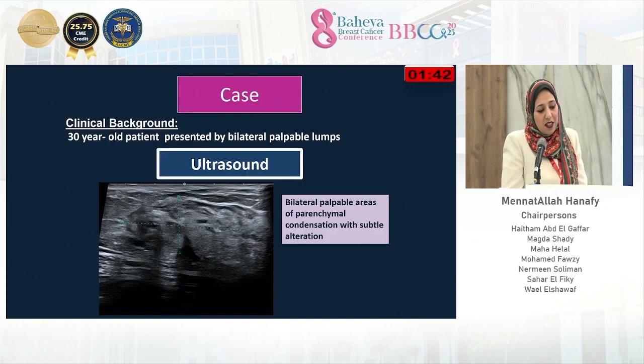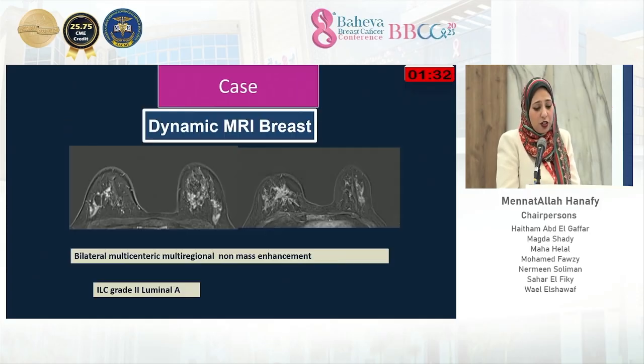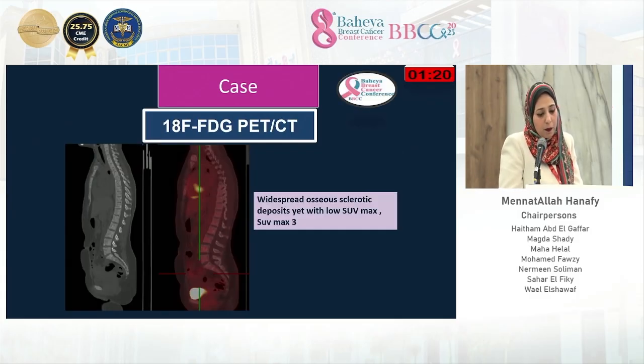The last case, 30-year-old patient presented with bilateral palpable lump. Her ultrasound showed bilateral palpable area of parenchymal condensation with subtle alteration. MRI was performed, revealing bilateral multicentric, multi-regional non-mass enhancement, pathologically proven invasive lobular carcinoma grade 2 luminal A.